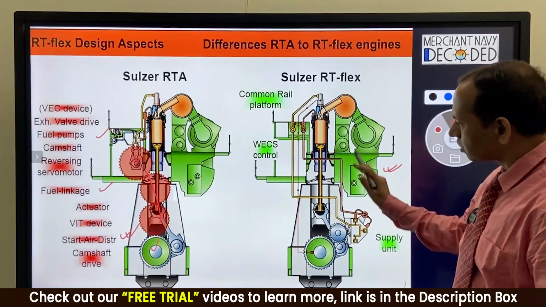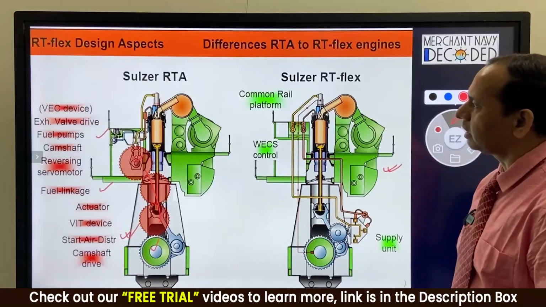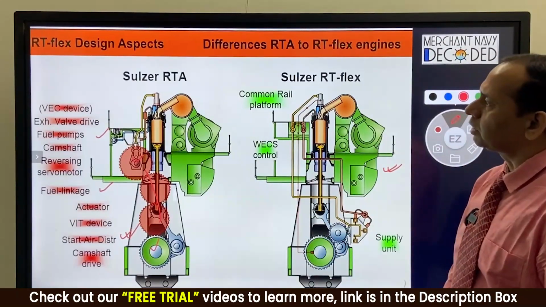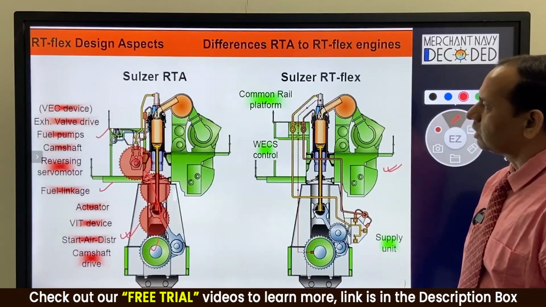So these are the major changes, as you can see in this slide, that show how this engine looks more simple as compared to a Sulzer RTA engine.